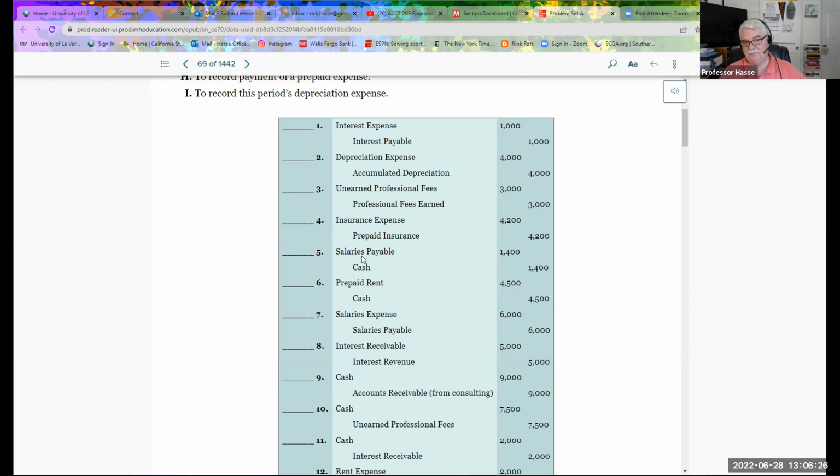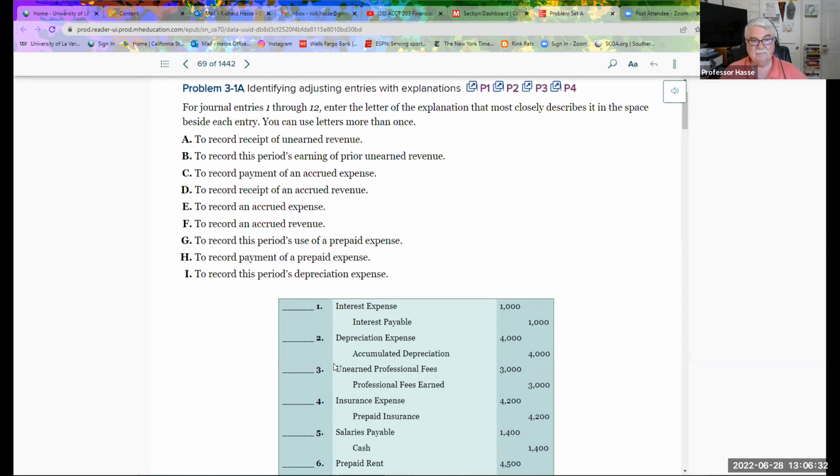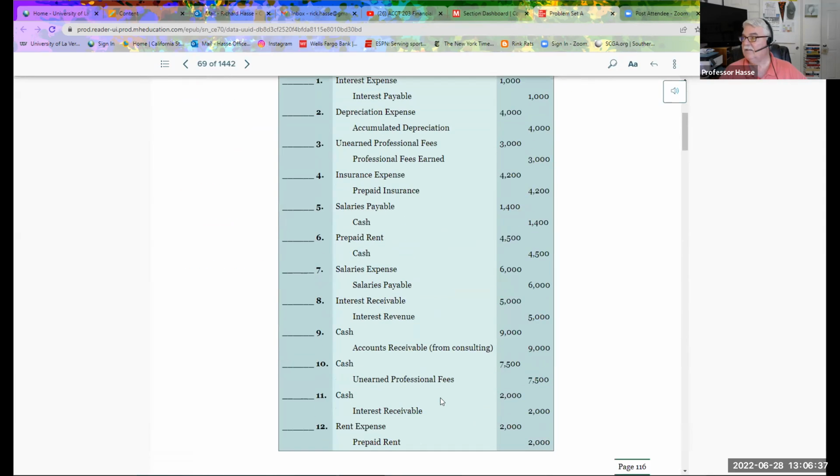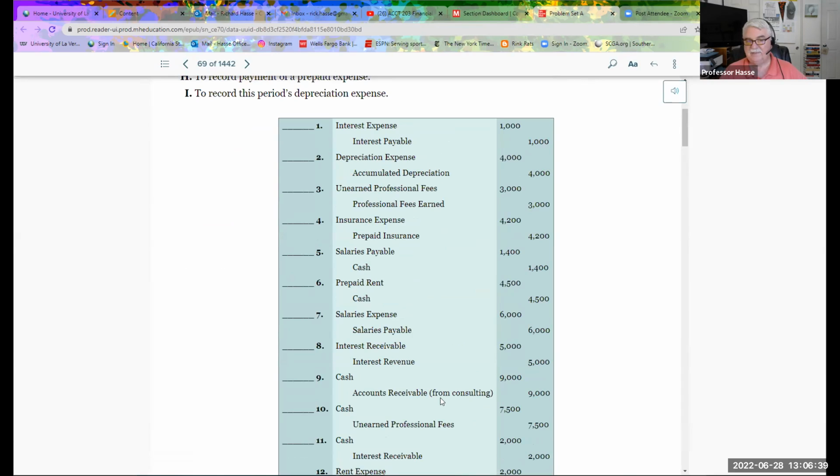I debit the salaries payable and I credit cash. But on June 30th, I'm recording the accrual right here, the accrued expense, because it's salaries that have been expensed but not paid until the next month.